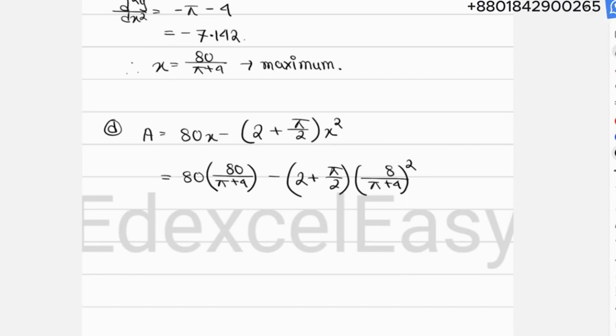We're going to keep our answer to 3 significant figures. So you get 448 meters square, right? Because area was measured in meters square. So 448 meters square. This is the final answer.